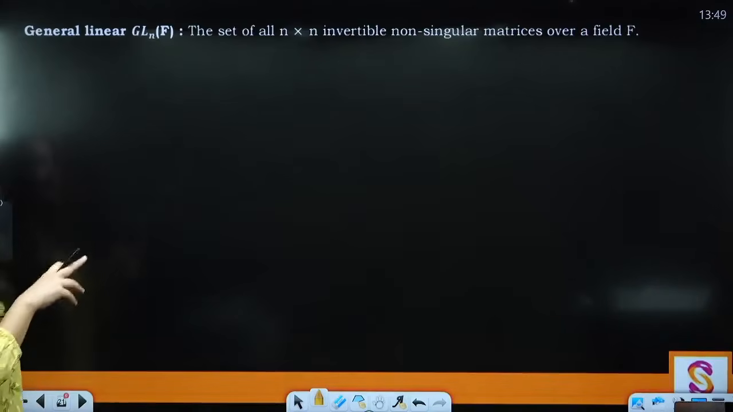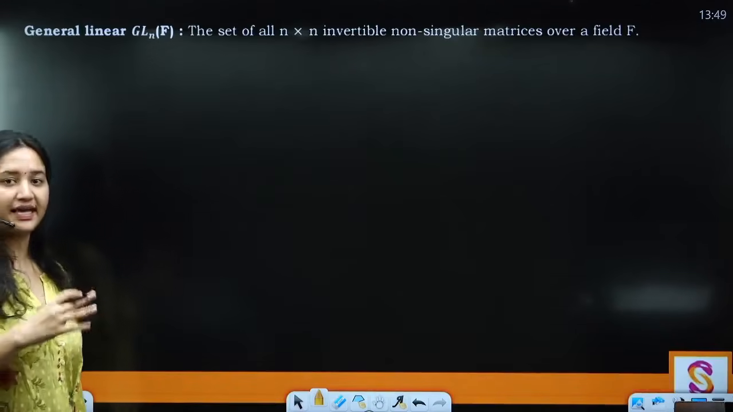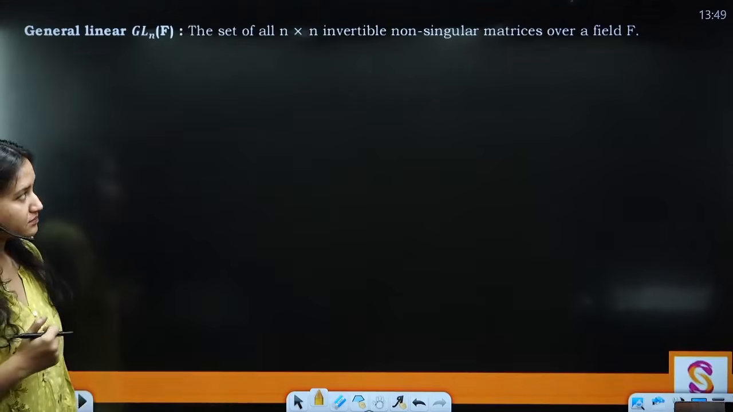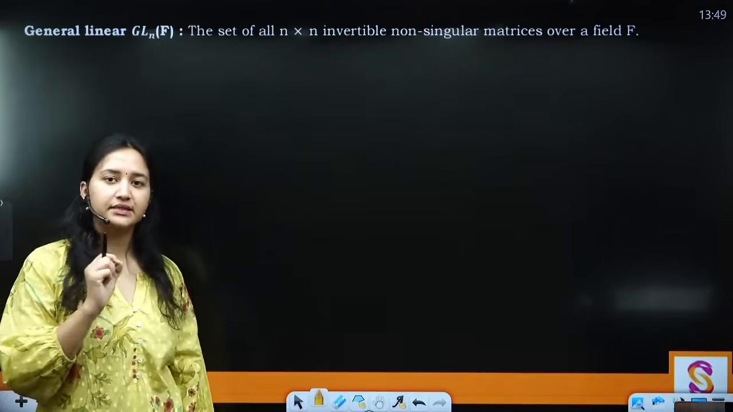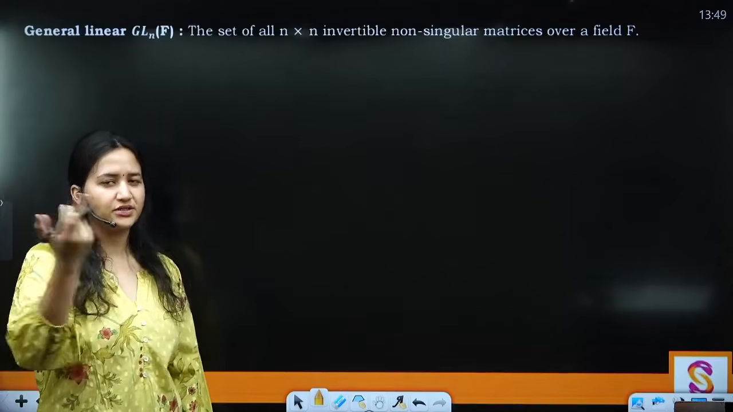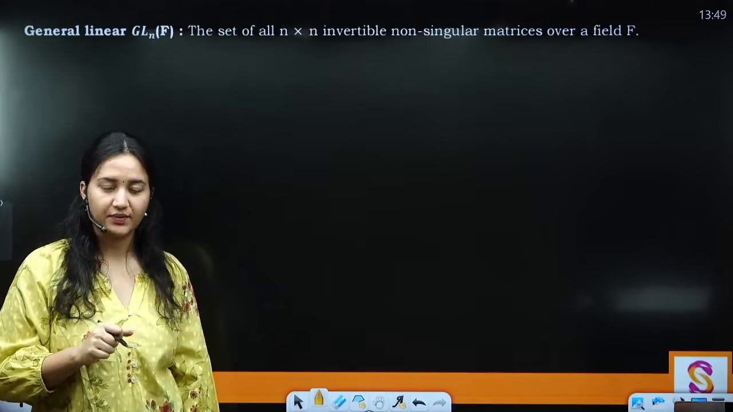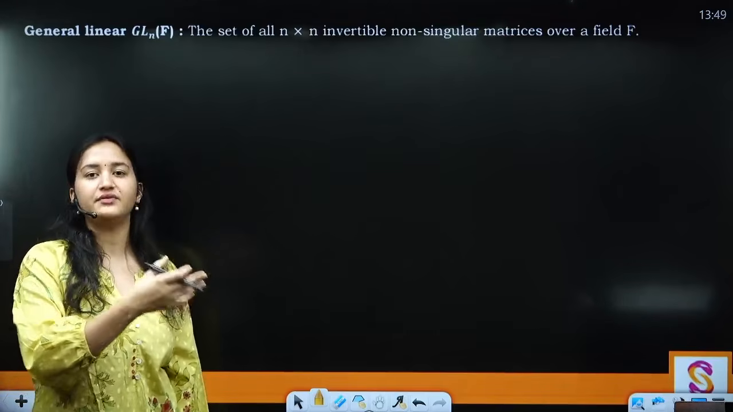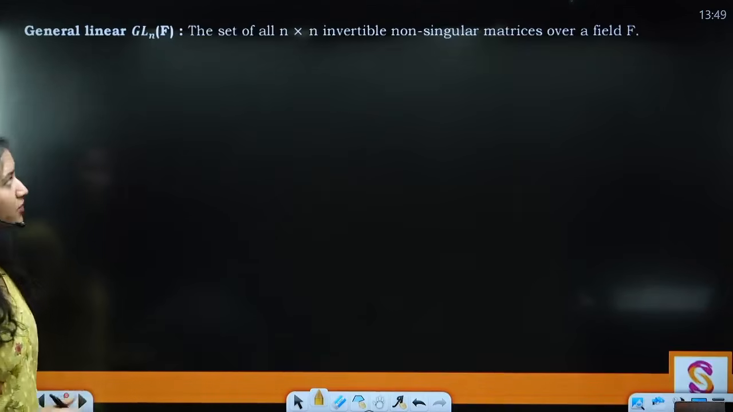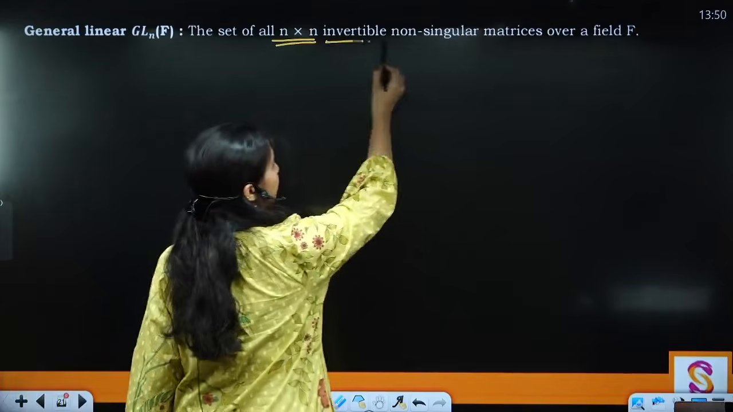Now this is general linear, that is GLNF, the set of all n cross n invertible non-singular matrices over a field F. When we were discussing groups and doing questions on them, we saw that when we talked about the group of 2 cross 2 matrices, where we were taking the values from integers or rational numbers, it was failing in one condition, where we did not have the inverse for it. Why? Because determinant was involved when we were calculating the inverse of certain matrices, right? So when we try to form a group of n cross n matrices, the one condition is that all the matrices have to be invertible.